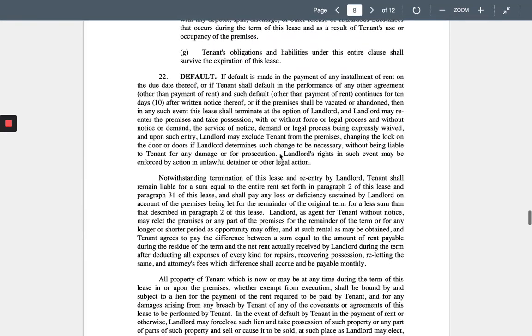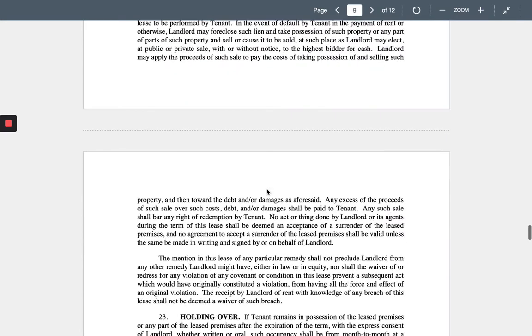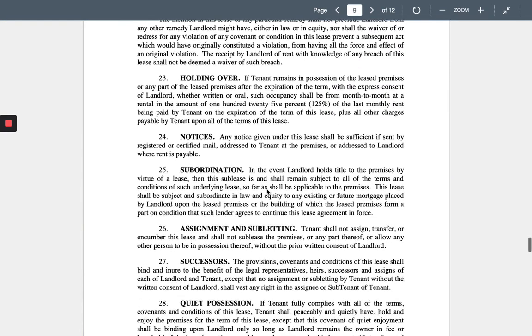Default, this governs what's going to happen if either party defaults on this, or if the tenant defaults, not either party. Holding over, if you stay there past the time your lease expires and you haven't signed a new lease, then you're going to pay 125% more of what the last rate was in this particular agreement. So that's going month to month. Some people will say 125%. Some will say 200%. Some will say, hey, I'm not going to charge you more. You can go month to month. Just depends.